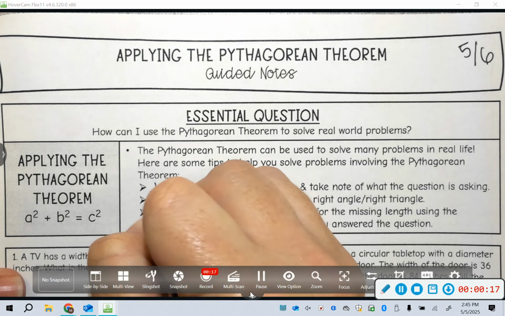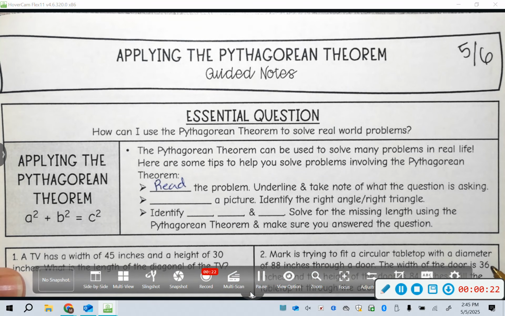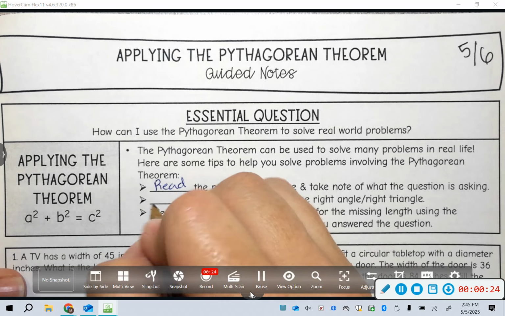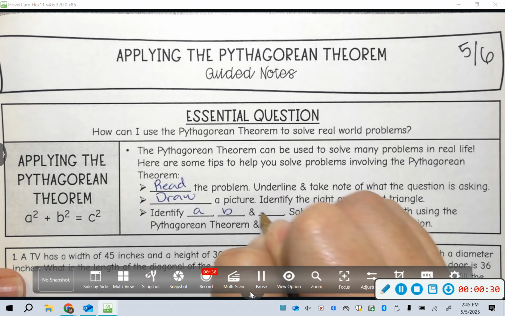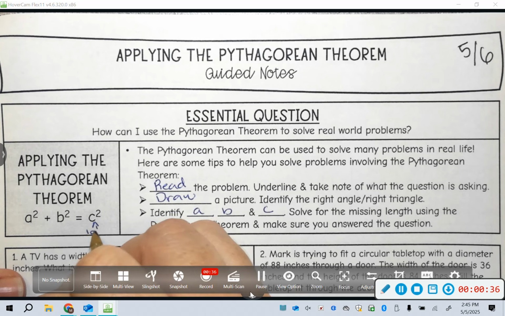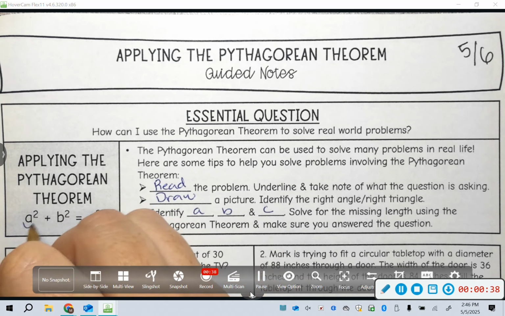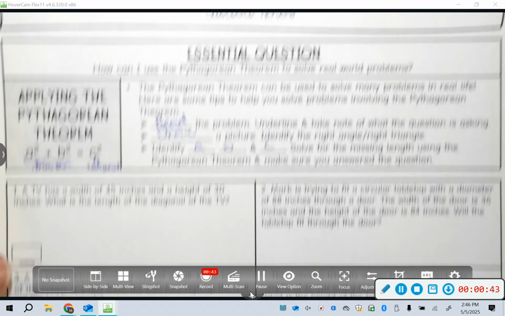Read the problem, obviously. Underline and take notes of what question is asked. Draw a picture. This is a super important one. And then identify your A, B, and C, remembering that C has to be your longest side. C is your longest side, and these are shorter. Okay, so knowing that, let's look.